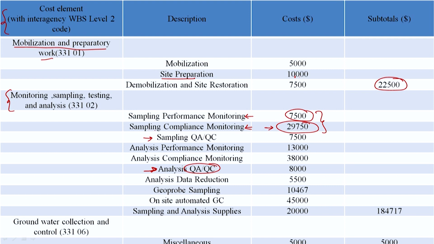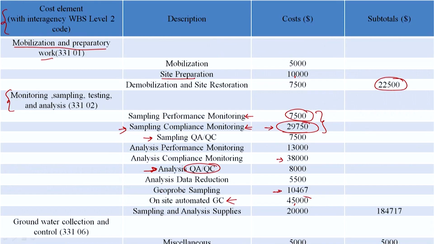And here again, sampling compliance monitoring, as in to meet the relevant regulations during monitoring and sampling, looks like they had to pay a considerable amount of money. Analysis compliance monitoring, again, geoprobe sampling, maybe not a cost. On-site automated GC, GC is a gas chromatograph, so looks like that cost, rather than taking the contaminant off-site somewhere else and analyzing it, which might add up to a considerable fraction of money. They place the analytical equipment on site itself, and that is a gas chromatograph. And sampling and analysis supplies.